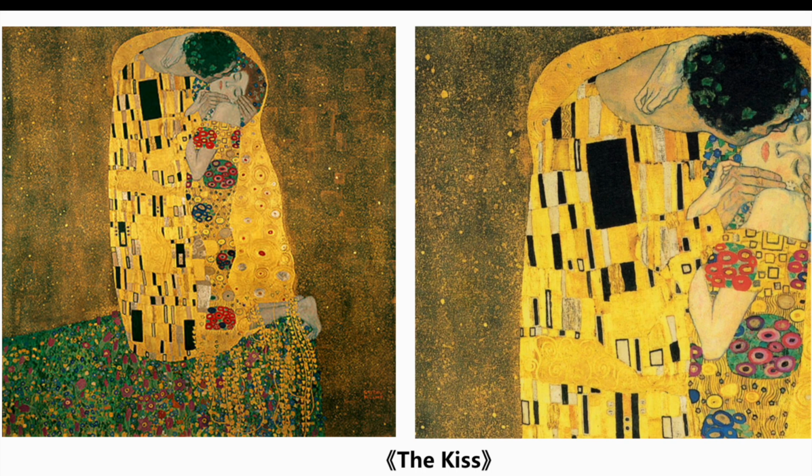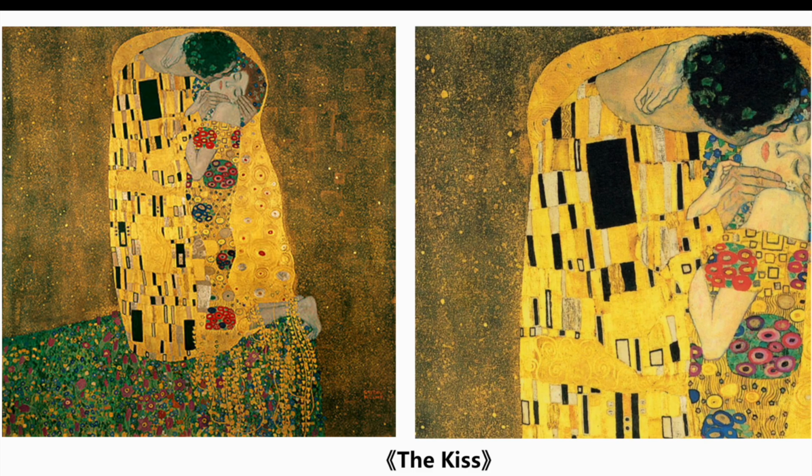The Kiss was created between 1907 and 1908. It shows a couple on a cliff, kissing and embracing. The whole painting is golden, and Klimt even used very thin sheets of real gold and silver, so it's not just a painting, but also a precious treasure.